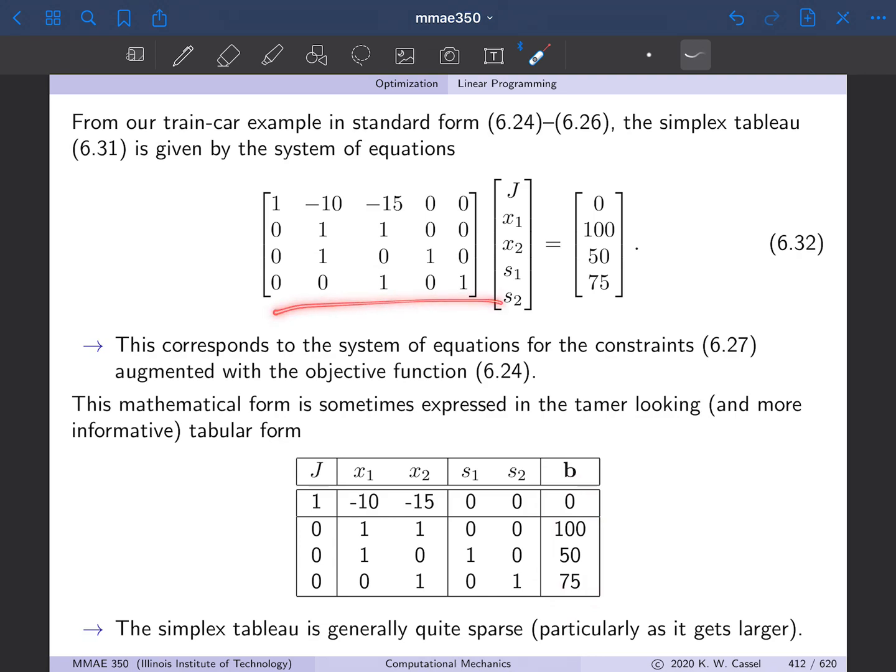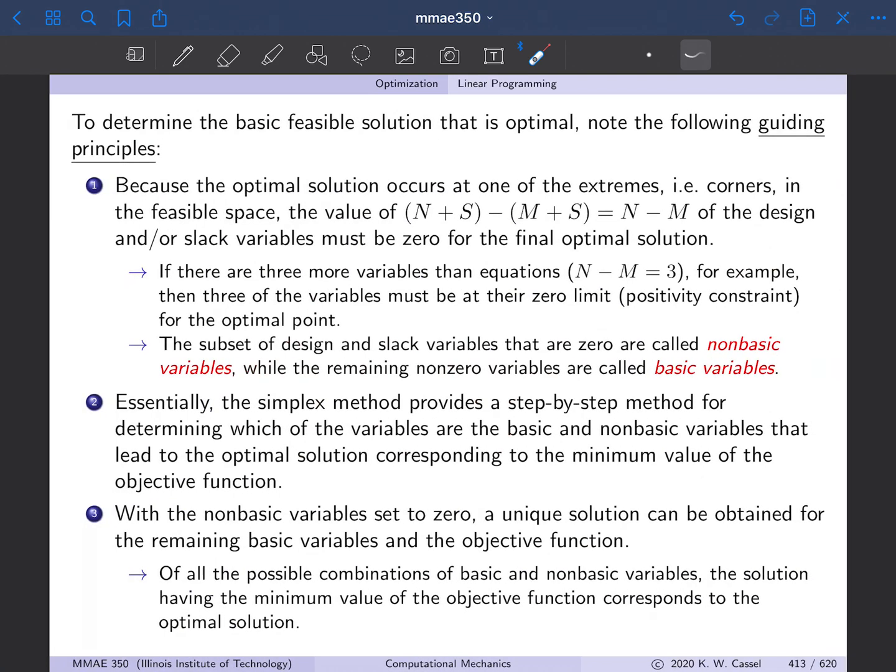And one thing you'll notice, whichever form you look at, there's lots of zeros. And remember, when we have a matrix with lots of zeros, we say that it is sparse. And it gets even more sparse as it gets larger. So that's good. That makes it easier to solve when we look at how we actually solve it.